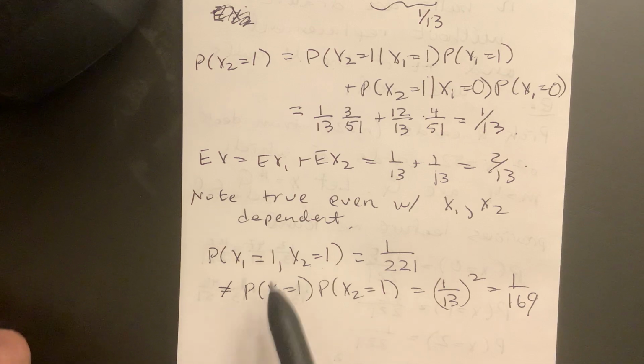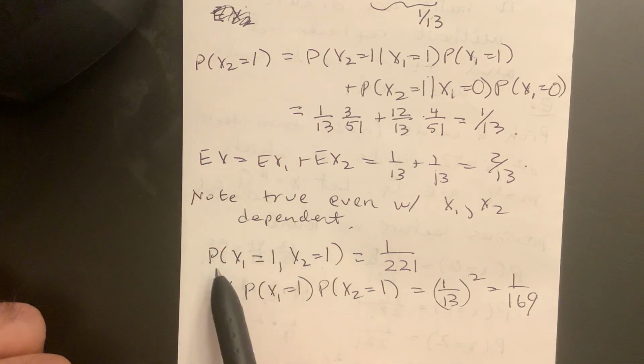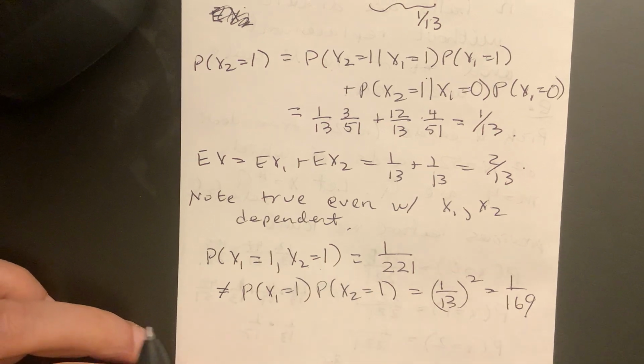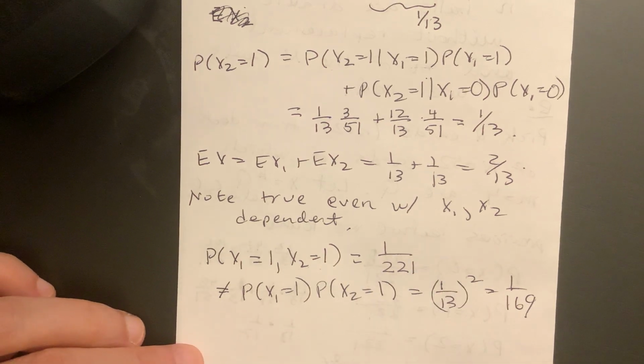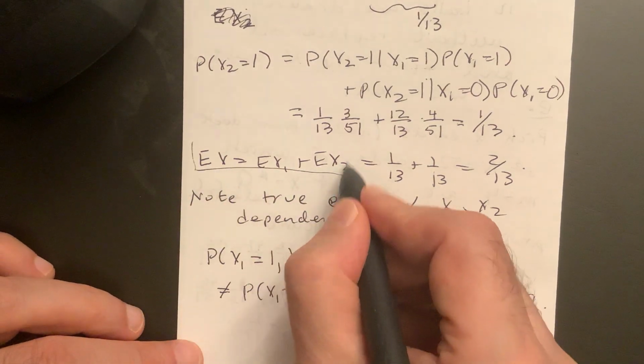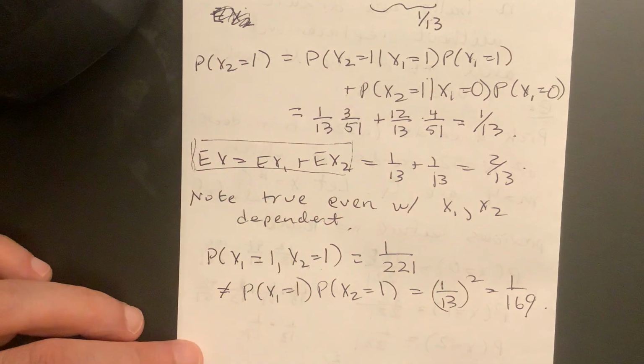Okay, there's some information here. If the first one is a queen, the deck is smaller, and this is not the case that these are equal. But we still get this result. We always get this result.